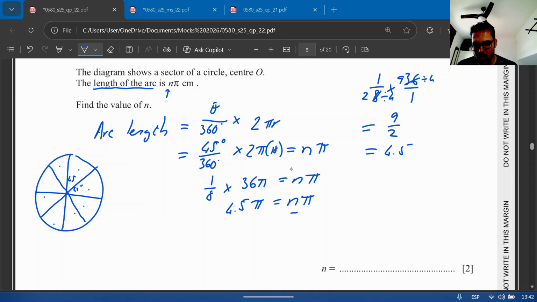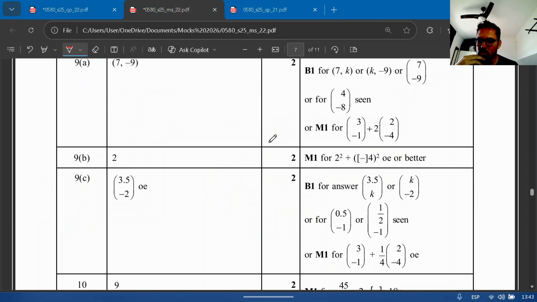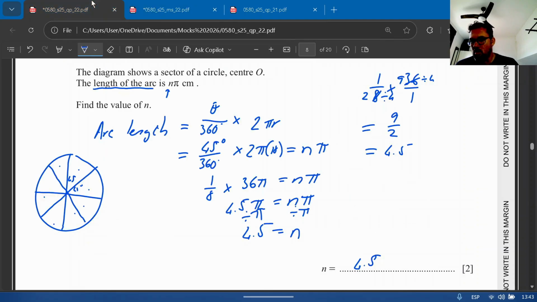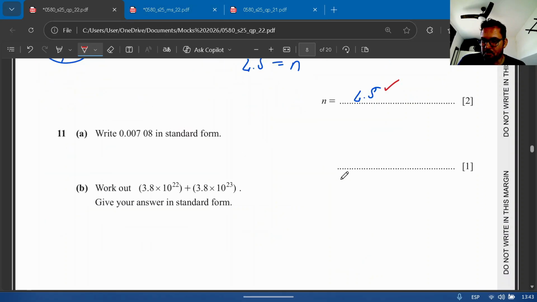Now we just need to get rid of the pi. We divide the pi on both sides, and that will cancel. Pi divided by pi is nothing, so that gives us n equals 4.5. Only 2 marks for that, these stingy people. 9/2 or equivalent, so you can write 9/2 or 4.5. 1 mark is for writing down the formula of the arc length with the numbers substituted. So this is where you get your mark, and then 4.5 written in any form gives you your final mark.